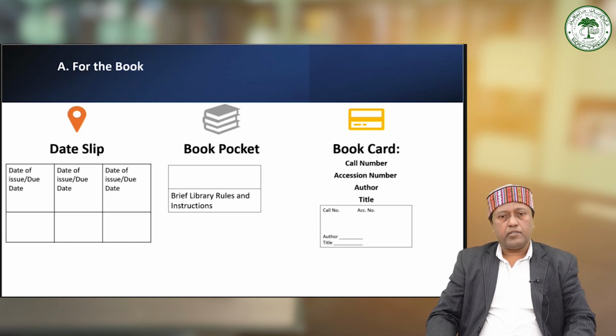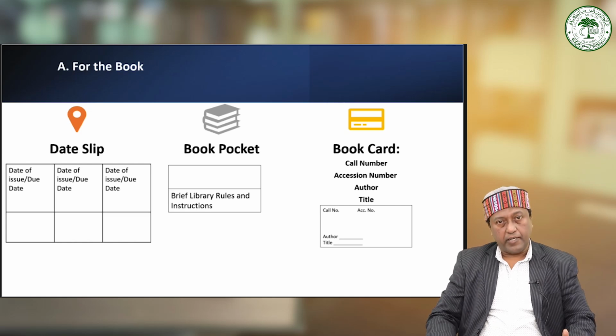So this due date slip is affixed opposite to the page, facing the board, back or front cover of the book. This slip serves as a record of the book's circulation history, providing information about when the book was borrowed and when it is due for return. So it gives you all this information, call number that you can see, accession number, author and title of the document. All this information will be there.